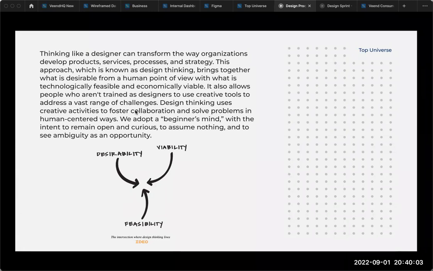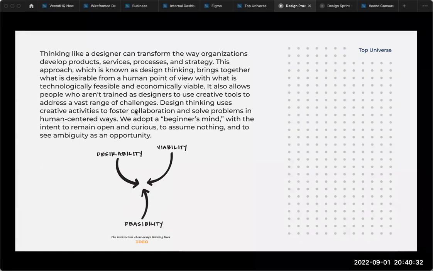Beyond design thinking, you're thinking beyond normal design thinking. It allows people who aren't trained as designers to use creative tools to address a vast range of challenges. So it's not just for designers, as I've said before. Anyone can use design thinking based on their thinking ability, and everyone can think. So yeah, everyone can use design thinking. Even those who are not designers can also use design thinking.